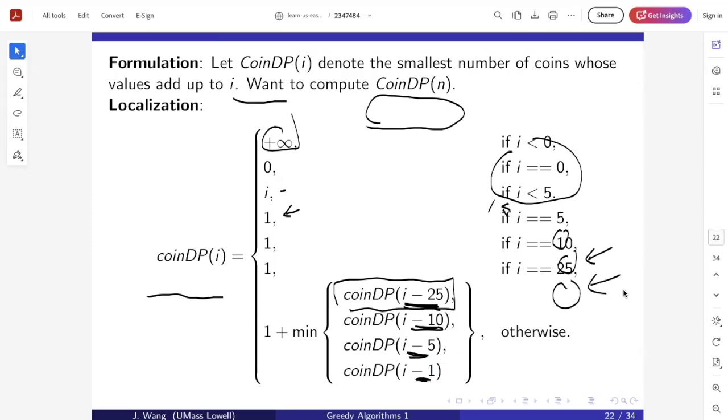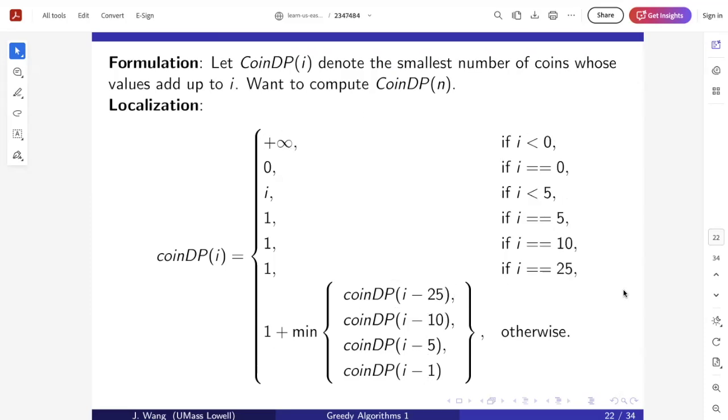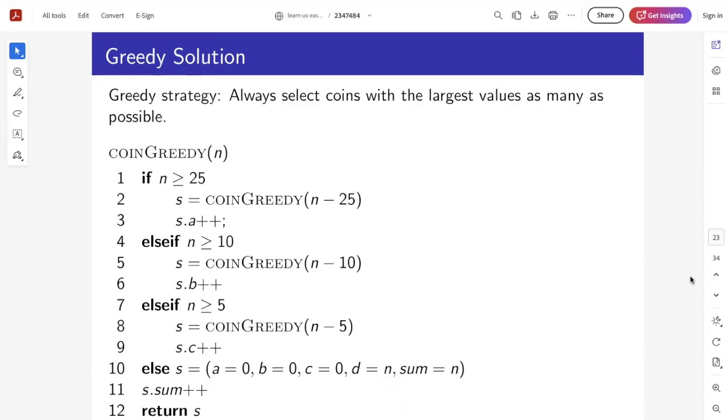We figure out the minimum number over all these 4 choices or 4 subproblems. So we have 4 subproblems, and then plus 1 because we choose a coin. If this case is okay, then that's 1 quarter we choose. If it is okay, then it's 1 dime we choose. So we add 1. So that's dynamic programming.